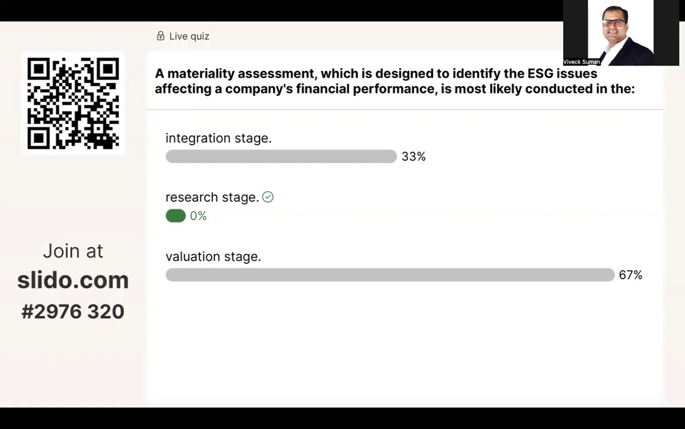So look, the stages are like this. First, you do the research. First, you do data compilation, so data collection. Then you have a research on that data. Then you have analysis of that data. Then you go to integrate those data into your model. So you create a financial model and you change those numbers based on your data analysis. And then you go and value the company with ESG factors. Clear?